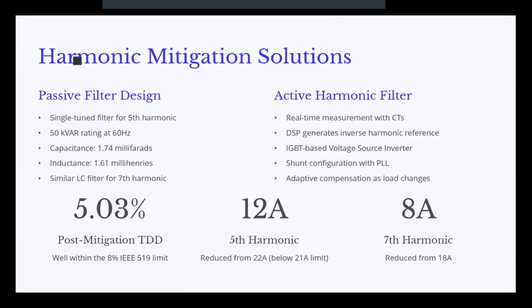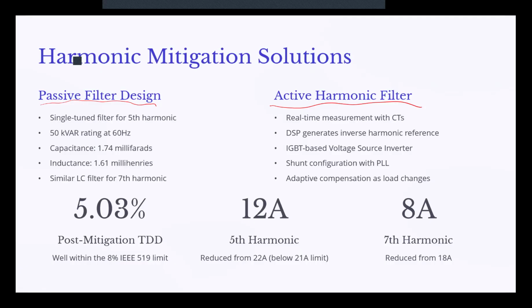We have two options. Either we can use a passive filter to mitigate the excessive harmonics and reduce the TDD to the limit, or another option is an active harmonic filter. Now, let's begin with the passive one. So we start with a single tuned filter.